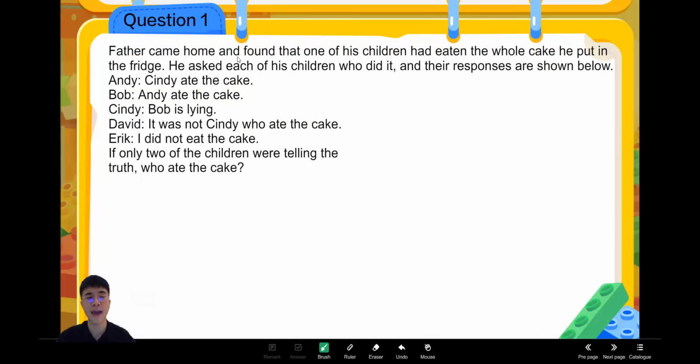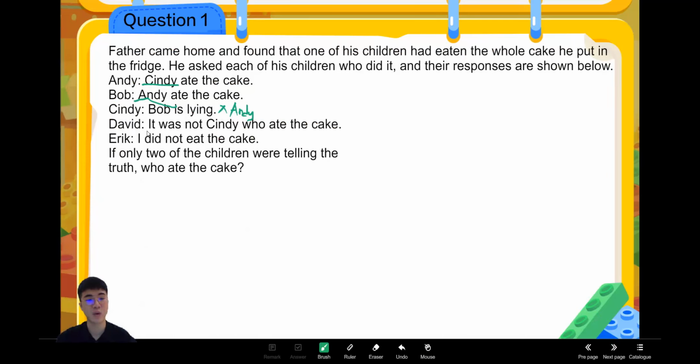Father came home and found that one of his children had eaten the whole cake he put in the fridge. He asked each of his children who did it, and their responses are shown below. Andy says Cindy ate the cake. Bob says Andy ate the cake. Cindy says Bob is lying. So it's not Andy here.